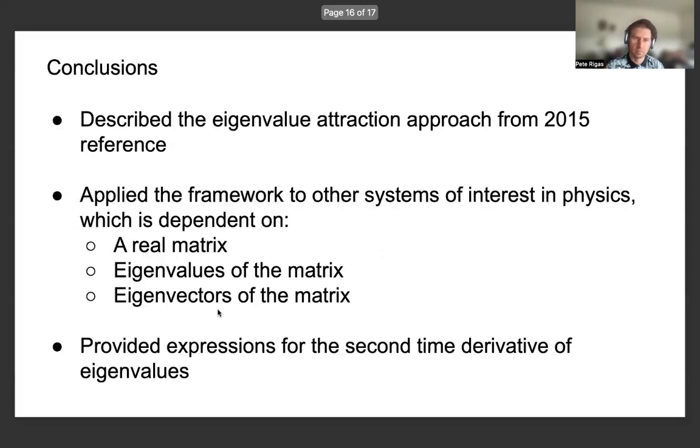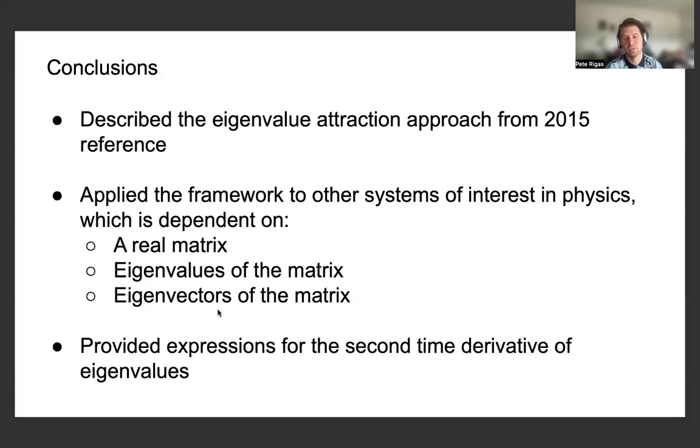So the conclusions that we're going to provide to close out is that we describe the eigenvalue approach from the 2015 reference by Yuta Mohasa, and we apply that framework to other systems of interest in physics, and it's very much demonstrating the connection between quantum physics, mathematical physics, and statistical physics, in which the expression for the second time derivative of the eigenvalue that we have is dependent upon the following three components.